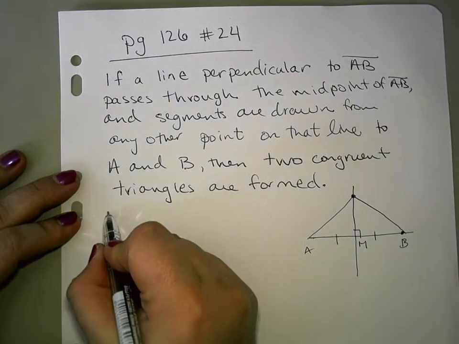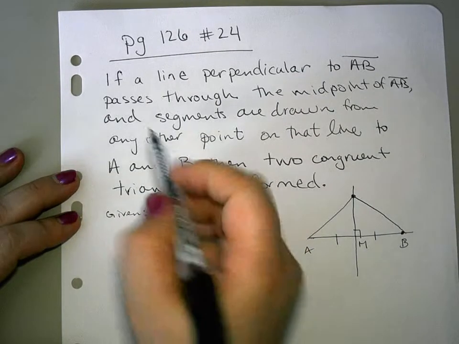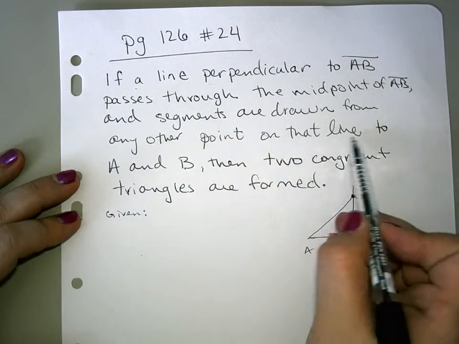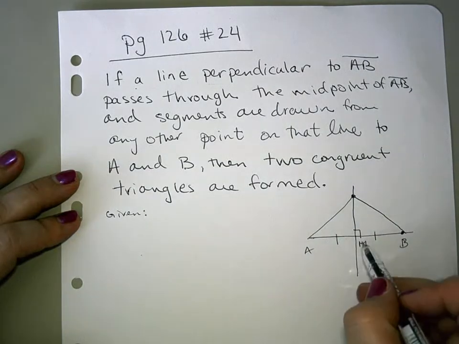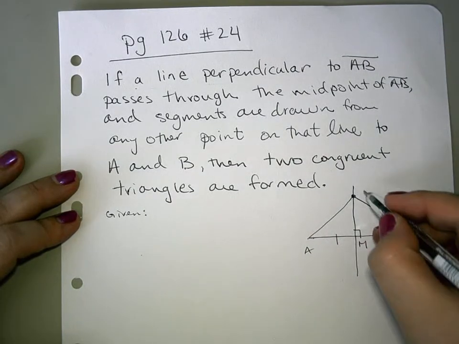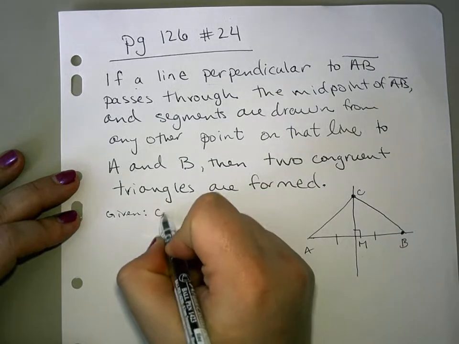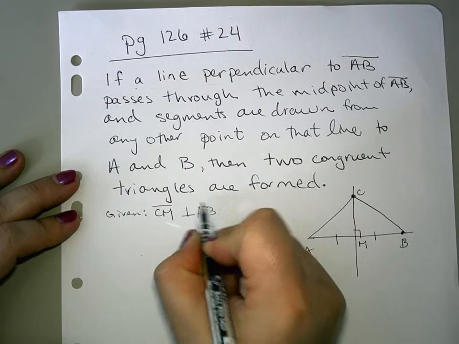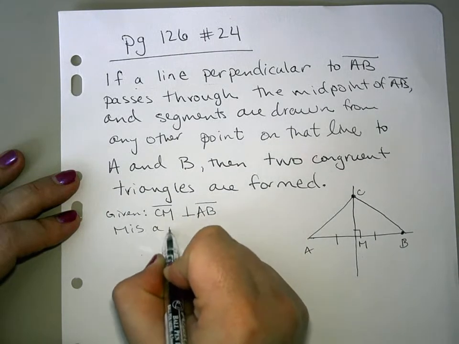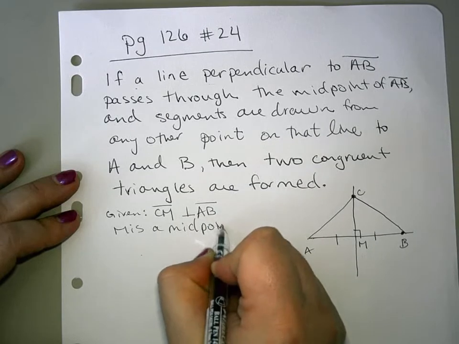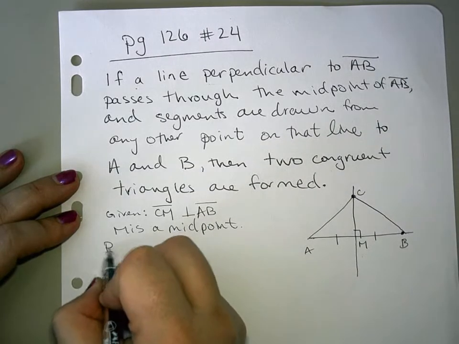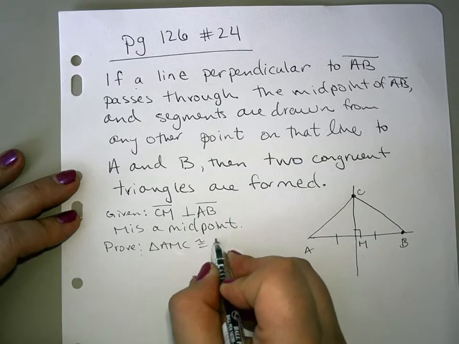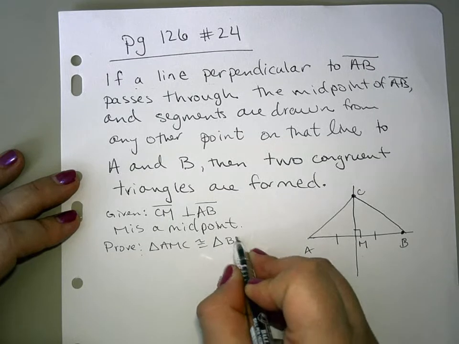Then you need to write out what's given. The given is basically what's after the "if": a line perpendicular to the midpoint and the segments are drawn. So the given would be from the drawing that CM is perpendicular to AB and M is a midpoint. Then what we want to prove is that triangle AMC is congruent to triangle BMC.